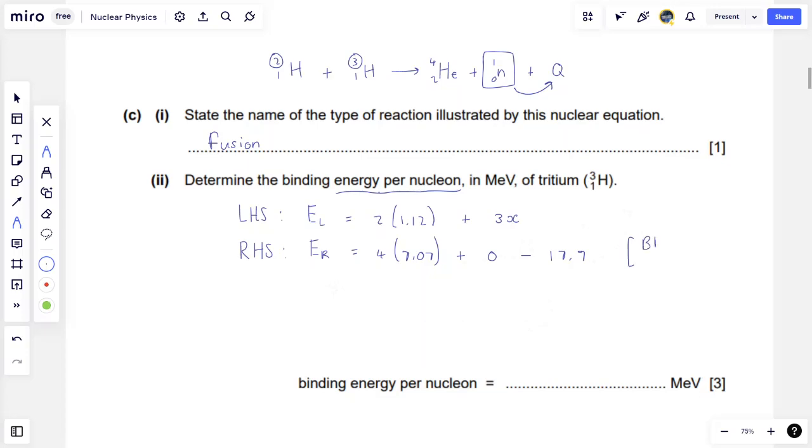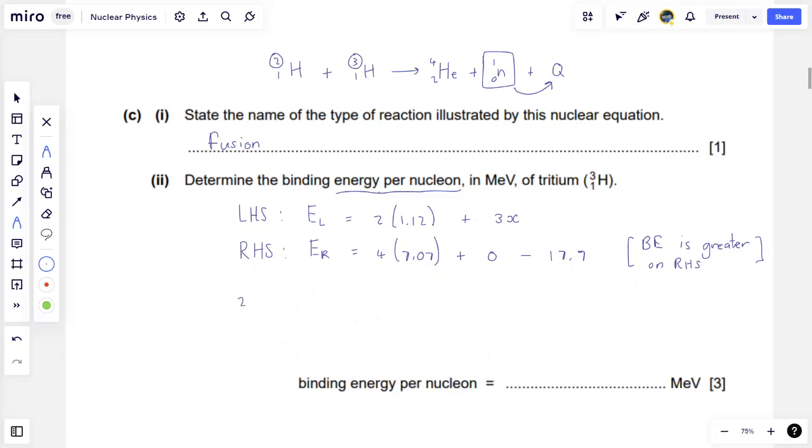And so we can also know by simply realizing that for fission or fusion, binding energy is greater on the right-hand side. And so that has to be a minus to conserve energy. And so now we can equate the two sides.